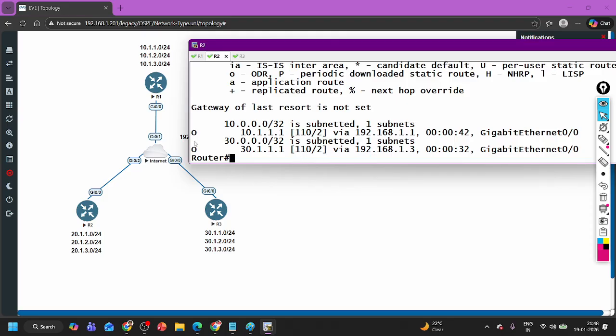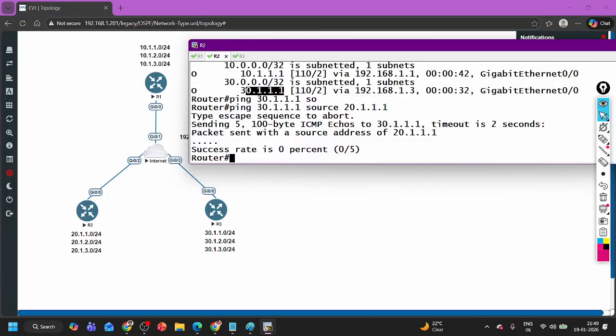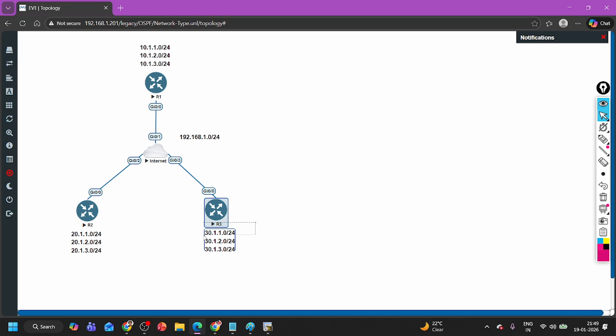Now you can see in the routing table the route 30.1.1.0 is there, but can I ping 30.1.1.1 with source 20.1.1.1? Is ping working? Ping is not working, right? Because OSPF intra-area routers don't advertise routes, they advertise LSAs, router LSAs. So R3 is going to include this 30 subnet in its router LSA, then it will advertise that router LSA to R1, and R1 will advertise that router LSA to R2.